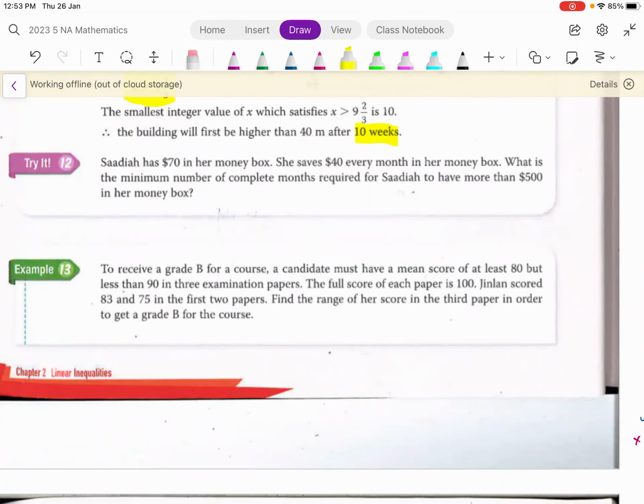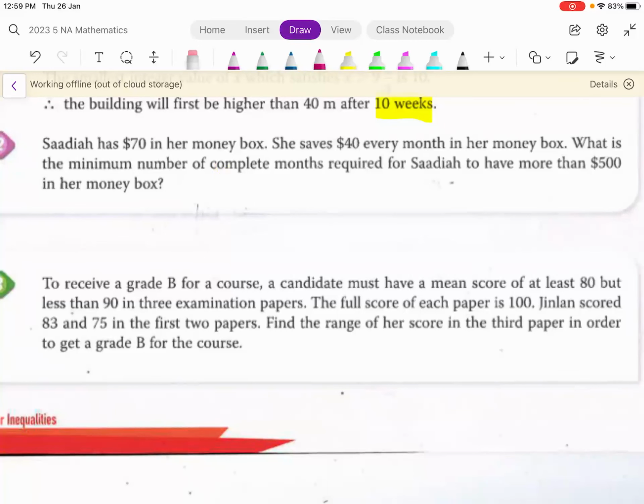Do it now. You can do it on your textbook. We let X be number of months. So we are comparing the total amount of money. You want to see that it is more than 500. So after 1 month, you have 70 plus 1 time of 40. After 2 months, you have 70 plus 2 times of 40. After 14 months, you have 70 plus 14 times of 40. After X number of months, she will have 70 plus 40X. This is the amount of money she has after X months.